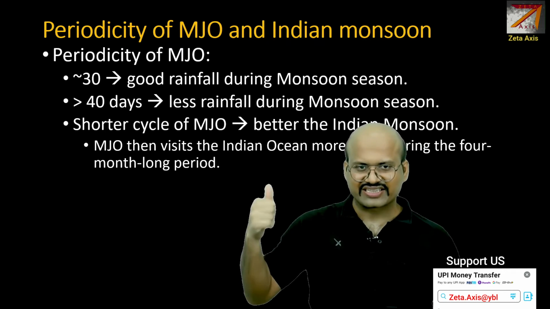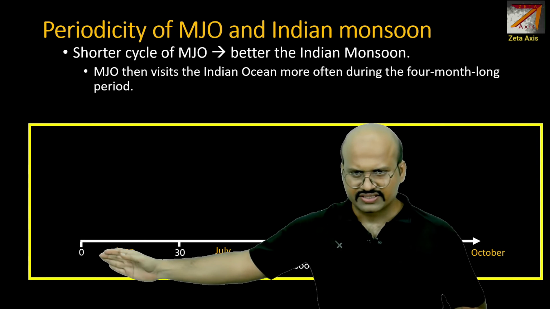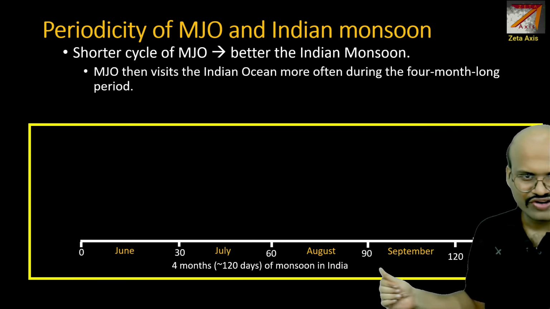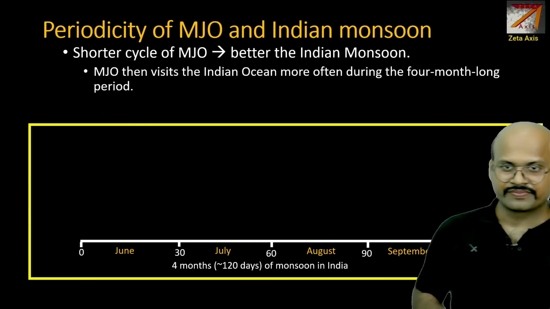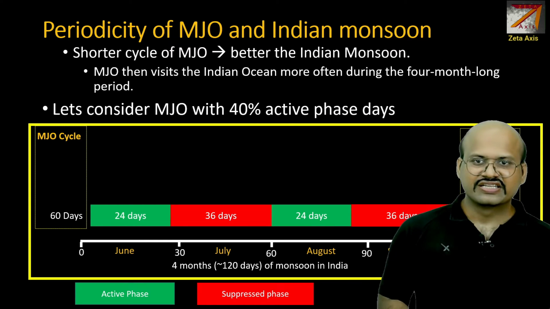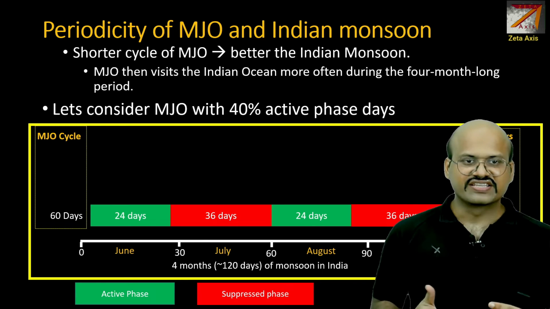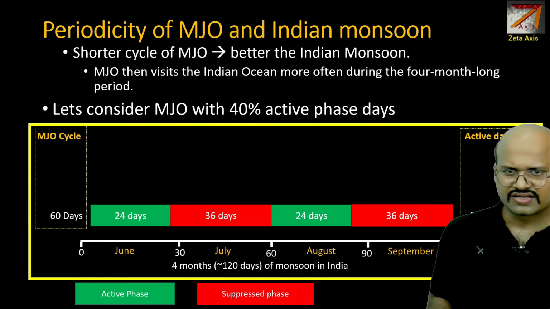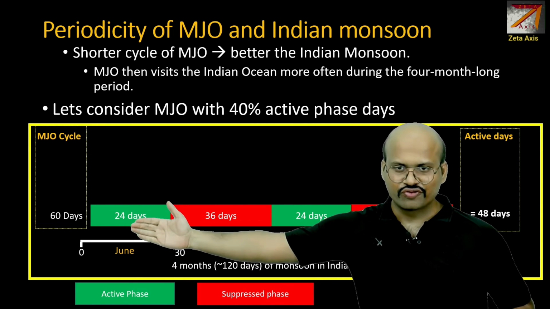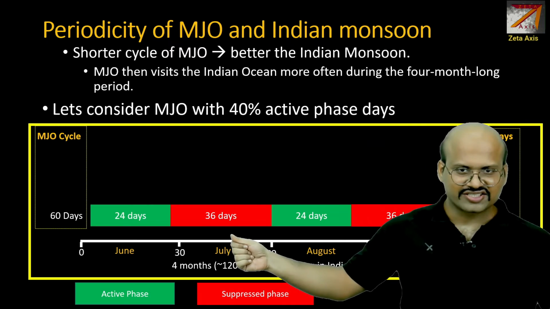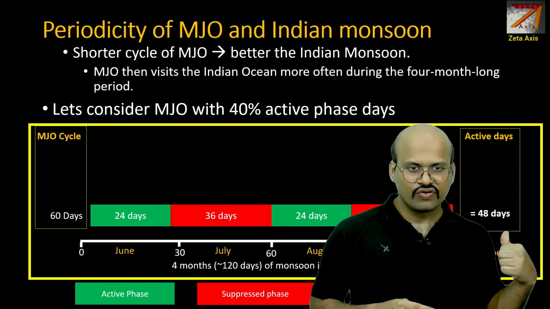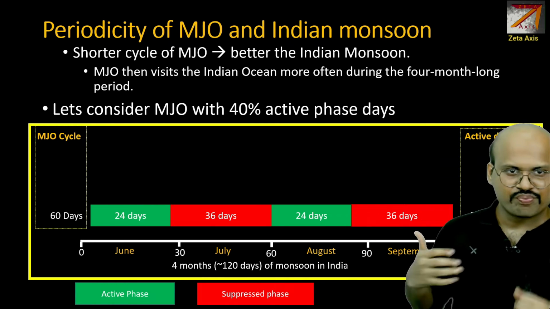Now let's try to check this argument. So here on this x-axis we can see the 4 months of monsoon starting from June and 120 days till the end of September. Now if we consider that an MJO has 40% active days, that is, the period when there will be increased rainfall in India. So we can see here that for a 60-day cycle, there will be 24 days of active rainfall and 36 days of suppressed rainfall. So the total active days will come out to be 48 days in the 4-month-long monsoon period.